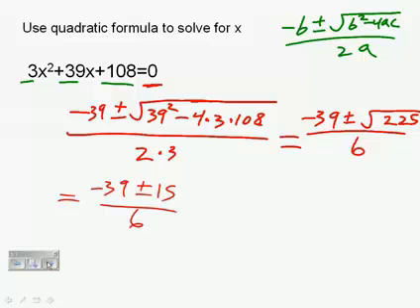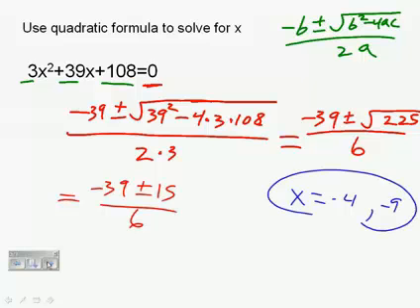So negative 39, we'll do the plus first, plus 15. That equals negative 24, and divided by 6 equals negative 4. So I have x equals negative 4, and then let's do it with subtracting 15. Negative 39 minus 15 equals negative 54, divided by 6 equals negative 9. Done. So x is negative 4 and negative 9.